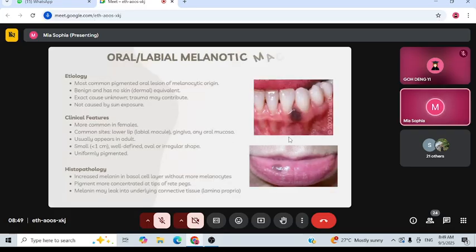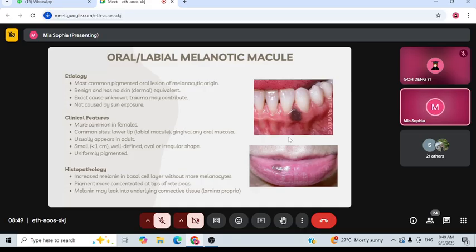Next, we have the oral labial melanotic macule, which is the most common pigmented oral lesion of melanocytic origin. This lesion is benign, and unlike freckles, it has no skin equivalent. The exact cause isn't fully understood, but local trauma or irritation may contribute to its development. Unlike freckles, however, this lesion is not related to sun exposure. Clinically, it is more commonly seen in females and usually present in adults.